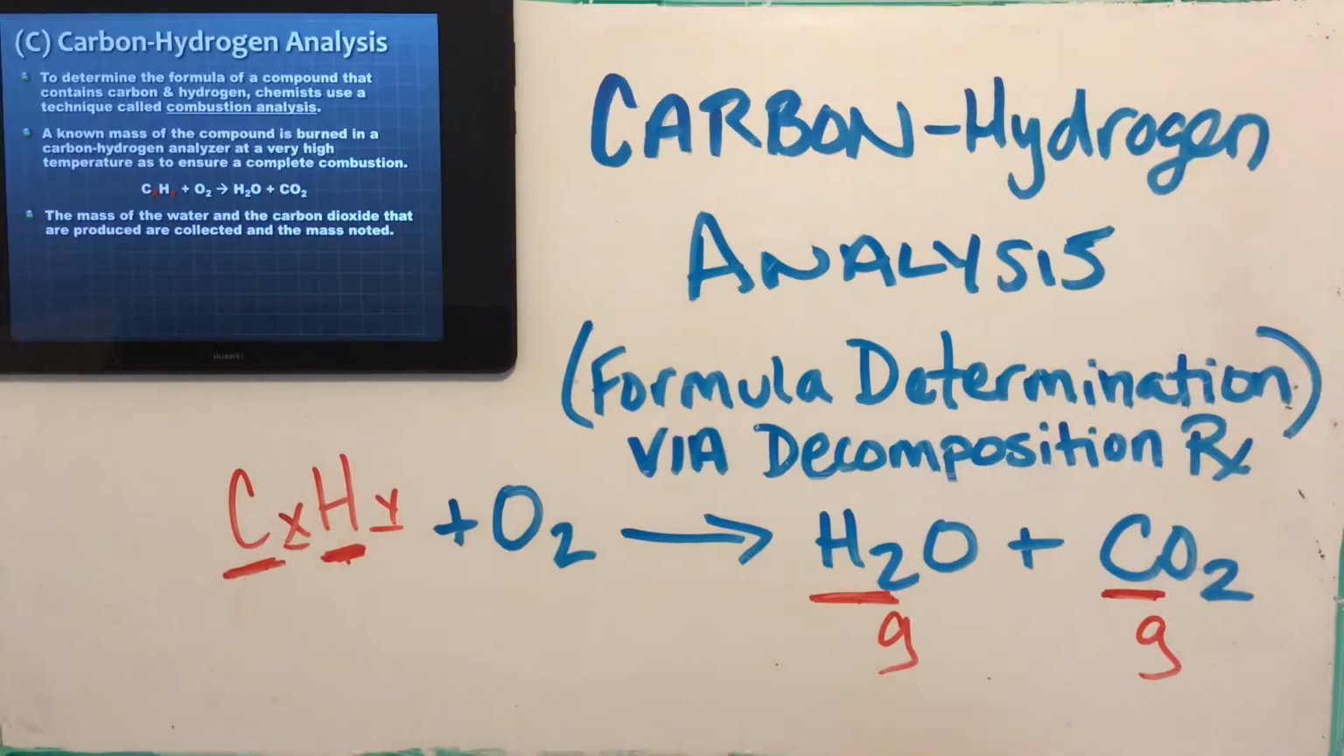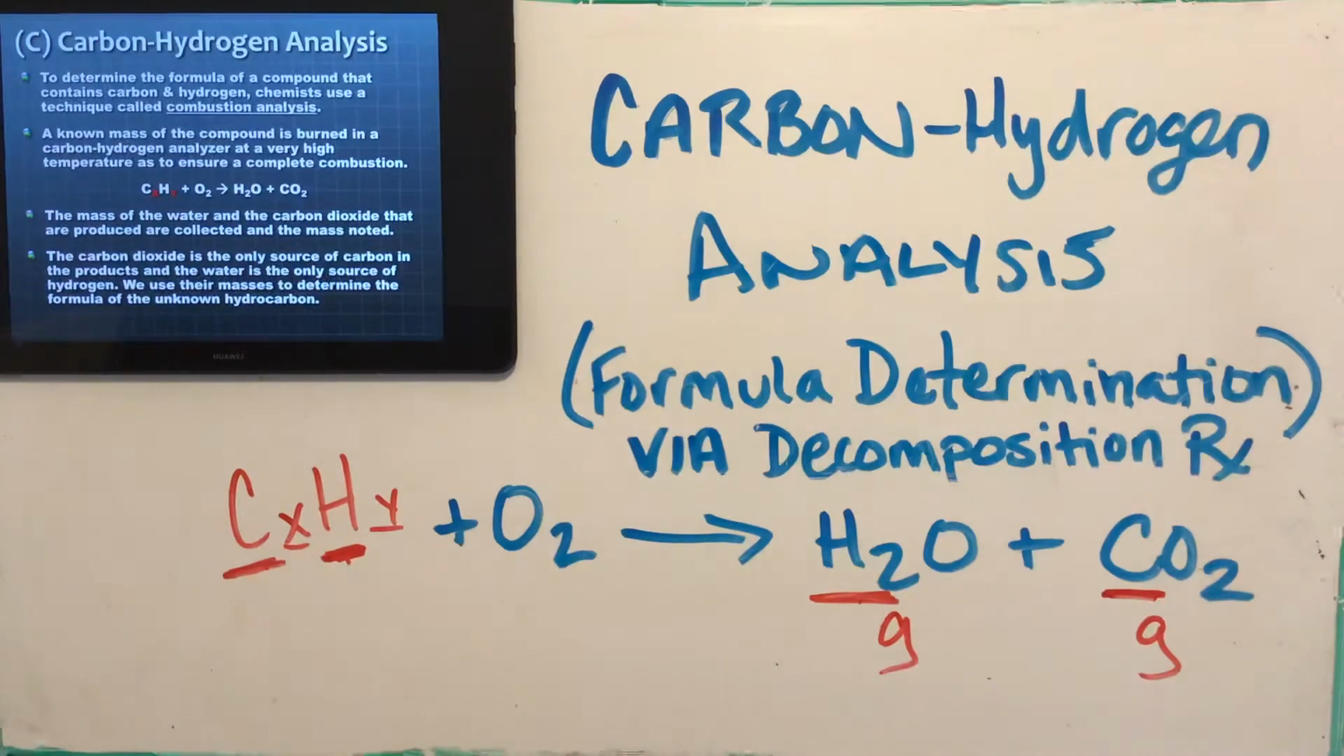Just like I'll use the amount of carbon in carbon dioxide to figure out the amount of carbon in my hydrocarbon fuel. The only way carbon goes in is here, and the only way it comes out is right here. Hydrogen only goes in here, it only comes out here. So we use water to find hydrogen, and carbon dioxide to find carbon.